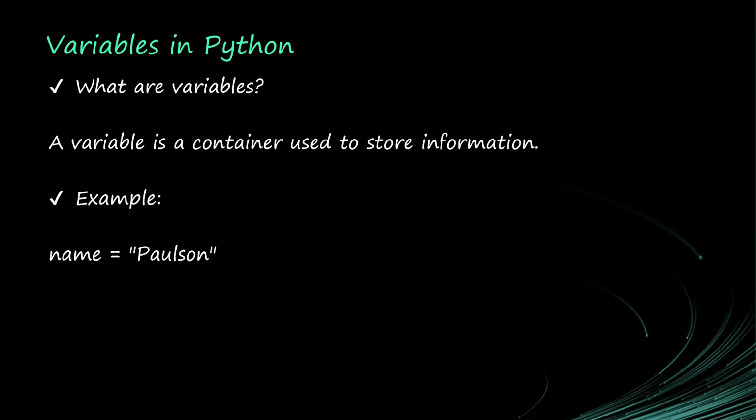So example is name is equal to Paulson. So what are we doing here? We are telling Python this value, the name Paulson, store it somewhere in the memory, and save the memory location as name. So that is the identifier. Whenever Python sees this name, it will go to the memory location and fetch the data stored in that memory location. You can also say another one, age is equal to 20.